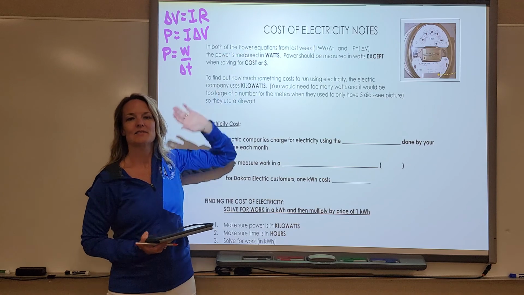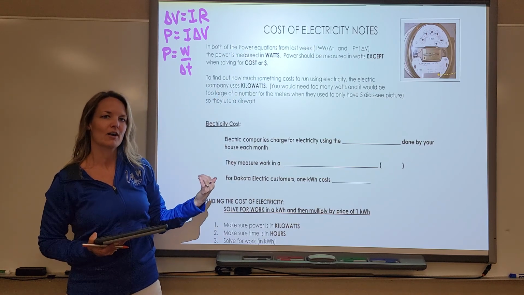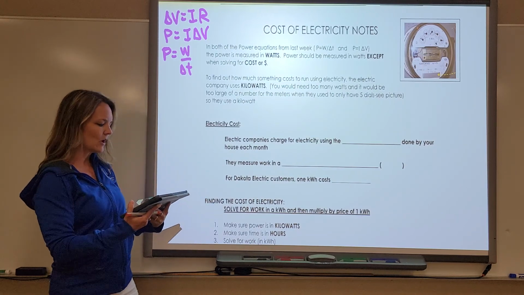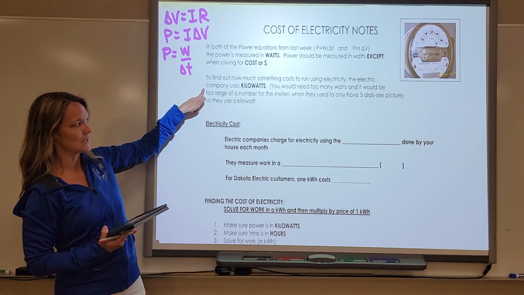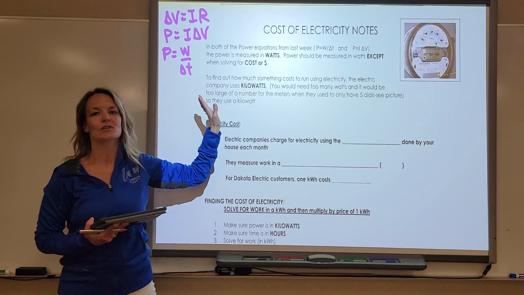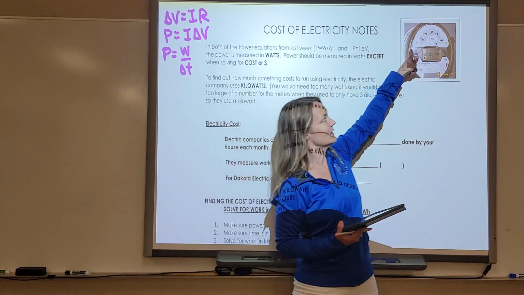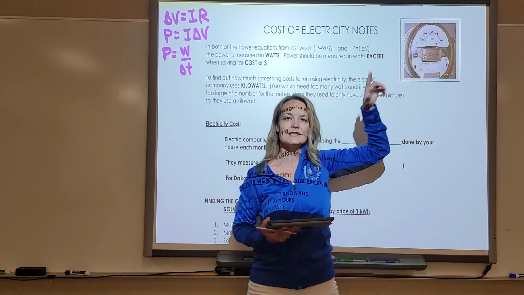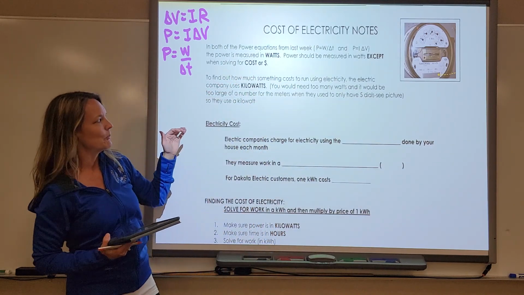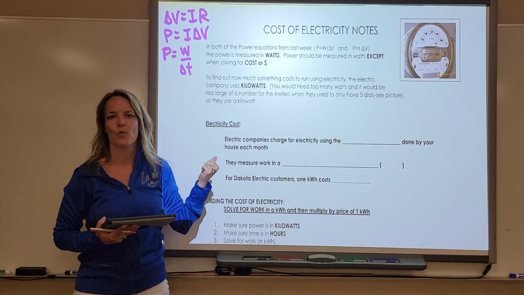Okay, this week, we just have to switch this slightly, and that is because we're dealing with money. So the only time you have to work with different units of power is when you're dealing with money or the cost of electricity. To find out how much something costs to run using electricity, the electric company uses kilowatts. You would need too many watts, it would take up too much space, and when you look at the dial, it only has 5 or 6 dials on it. Watts would need way more than that. So they keep it in kilowatts, and they charge for it in a kilowatt hour.